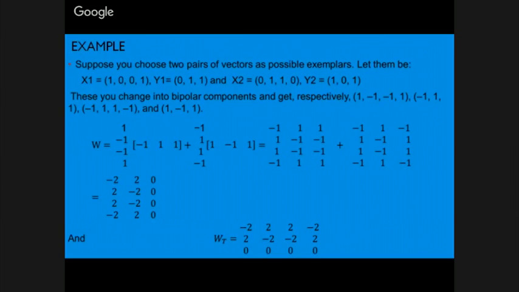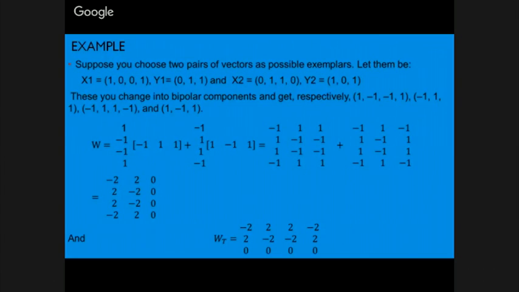So that will be the contribution of x1, y1 to the weight matrix. We have to add this to the contribution of x2, y2 to the weight matrix. To find out the contribution of x2, y2, we have to repeat this procedure. We have to take transpose of x2. Transpose of x2 would be minus 1, 1, 1, minus 1, and then we have to multiply it with the output vector y2, which in the bipolar form is 1, minus 1, 1.